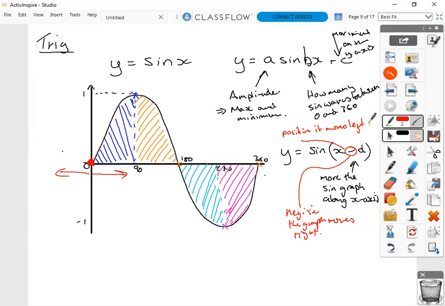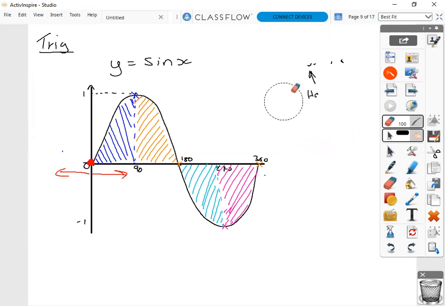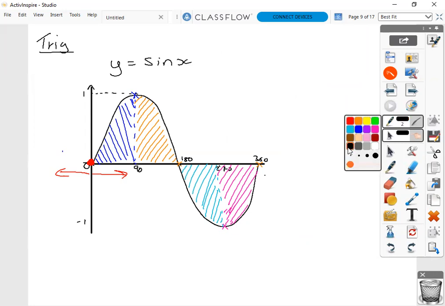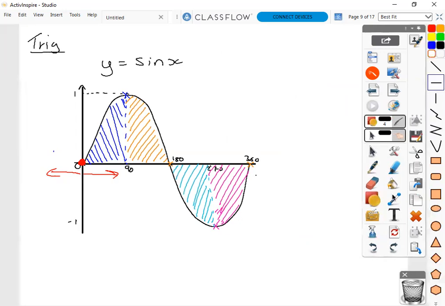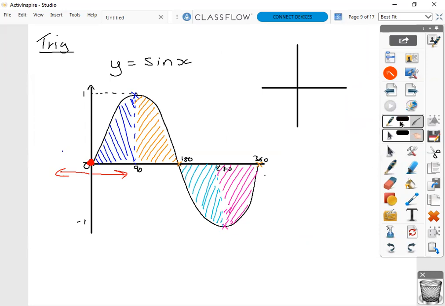Okay. Now what I'm going to do at this stage, it might help, is I'm going to draw the quadrant in this format, and write out 0, 90, 180, 270.